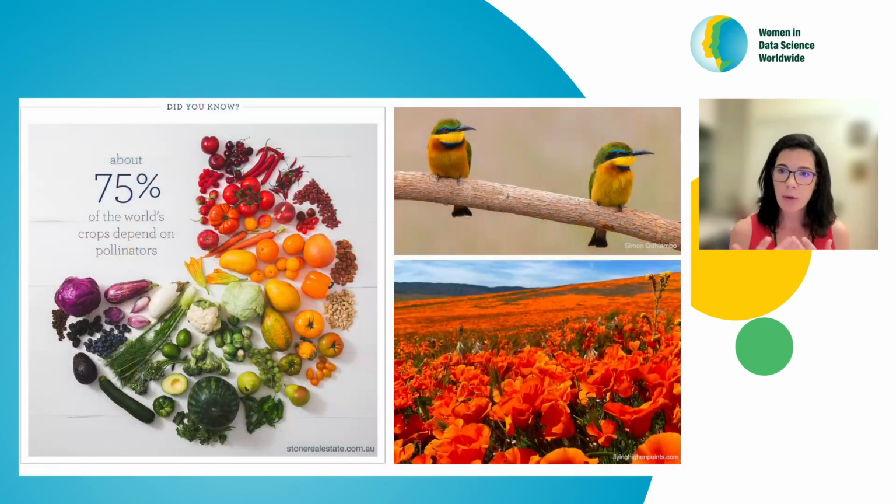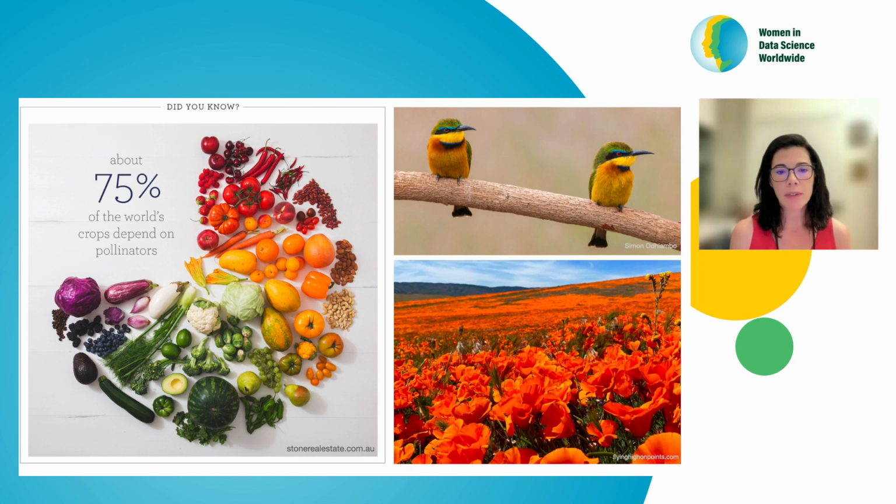And why does this matter? Why do we care? Well, about 1 out of every 3 bites of food we eat needs pollinators, or else it wouldn't be on our plates. Bees also represent an essential food resource for other animals, such as those gorgeous bee-eaters found in Kenya, and they play a vital role in sustaining plant populations, including aesthetically significant landscapes, such as the symbolic California poppies.